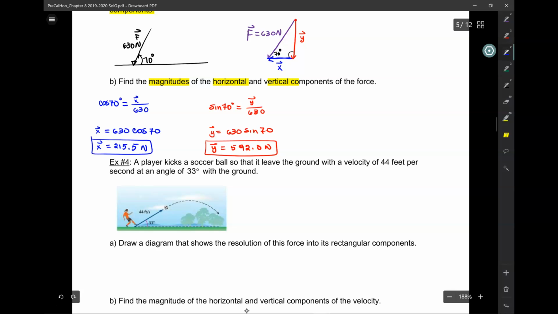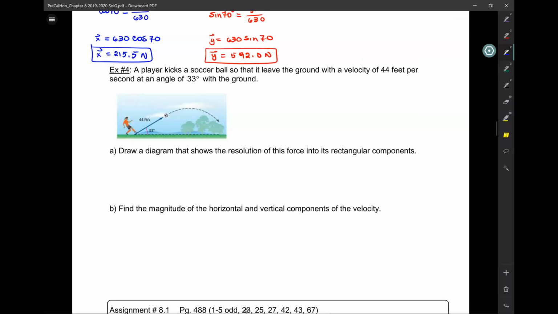So that means there is 592 newtons of force being applied vertically down. There is 215 being horizontally applied. Okay? Together they combine for that angular 630 newtons. Okay. All right, let's do another one.